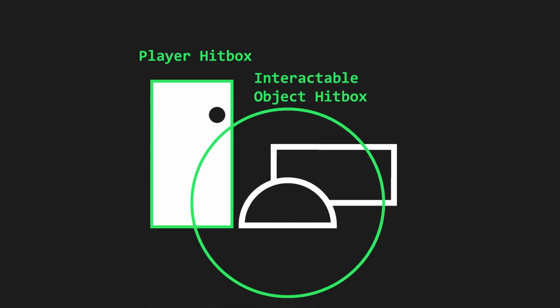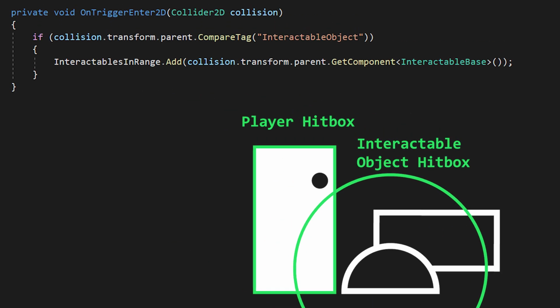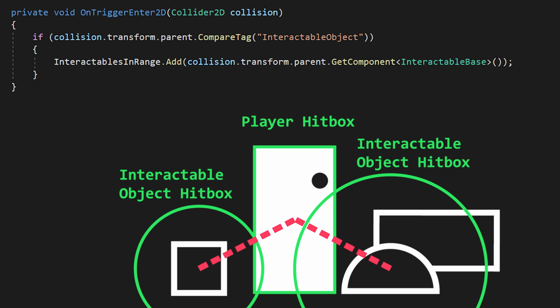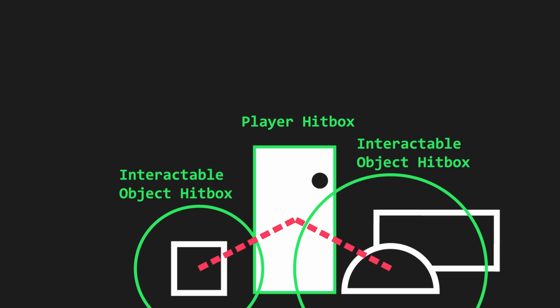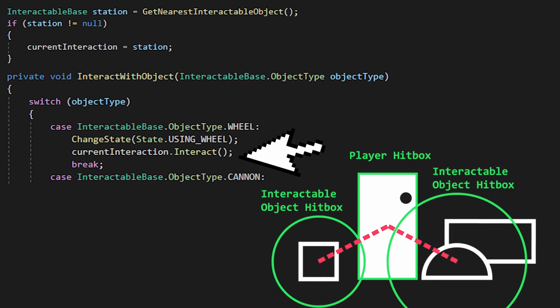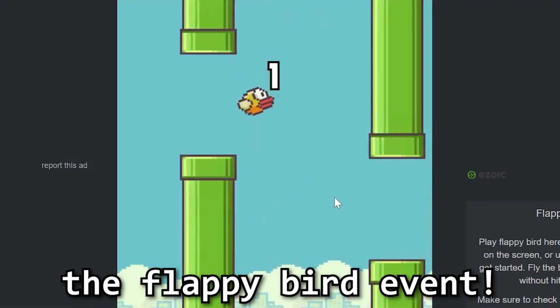To detect the interaction itself, I would have a circular is-trigger collider for an object that was tagged as interactable object, and when the player collides with it, it would be added to a list of type interactable base objects. This is so that when I pressed E to interact, it would call the implemented interact method only on the closest interactable object.